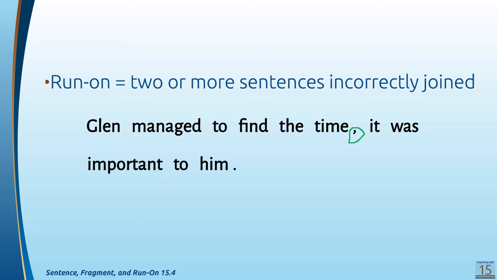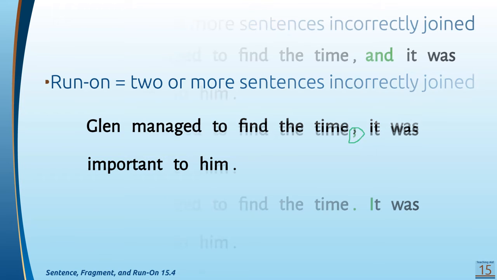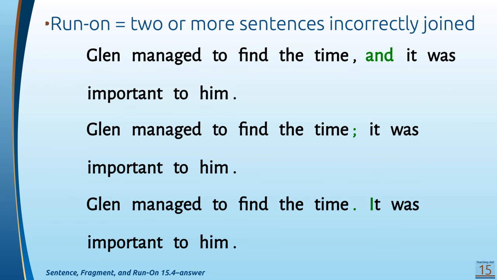Glenn managed to find the time could stand by itself. It was important to him could also stand by itself. So how should I write this? Glenn managed to find the time, comma, and it was important to him. So having a comma and a conjunction, the most common conjunction is and or but, that is a very strong way to connect your sentences. Now you have a compound sentence because you have a verb and a subject here in its own complete sentence, and you have a second verb and subject set. That makes it compound.